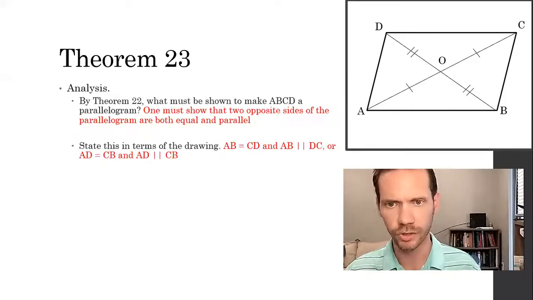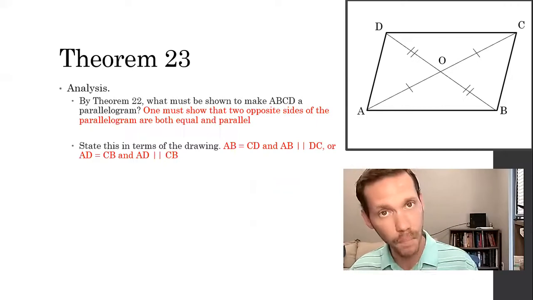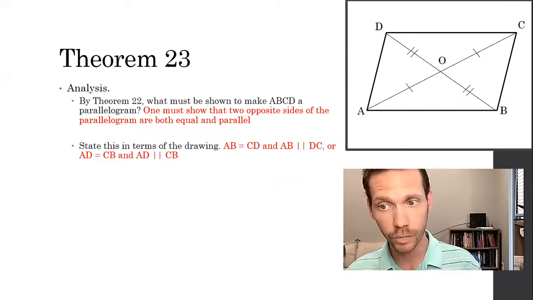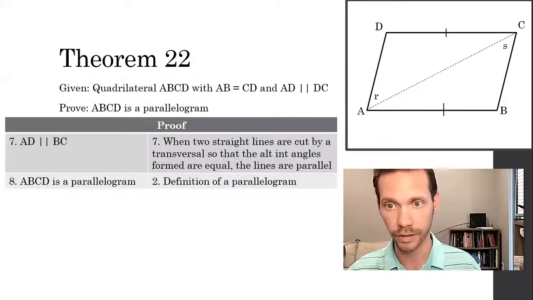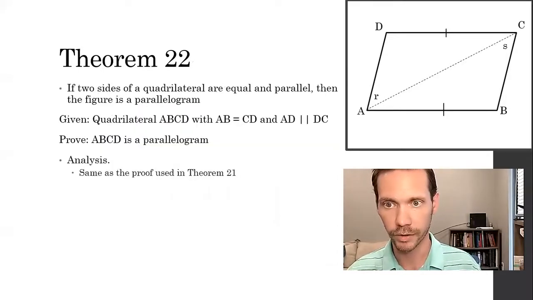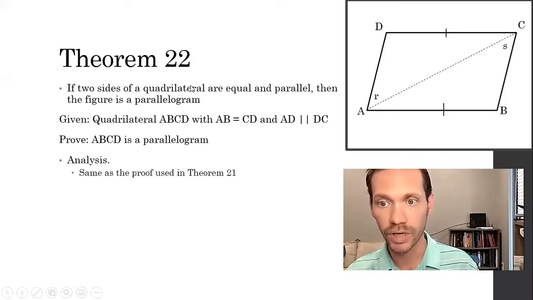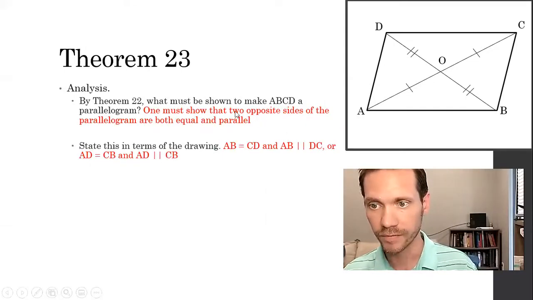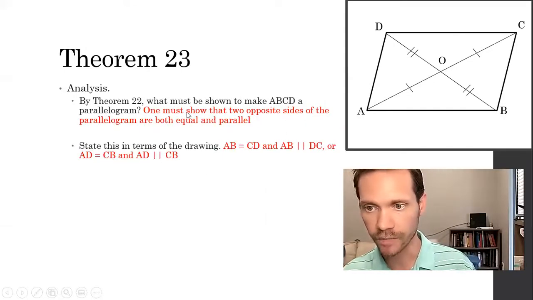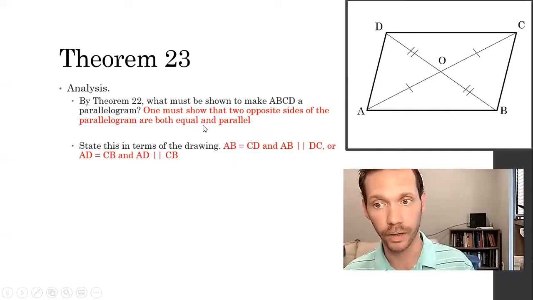So let's answer those questions. By theorem 22, what must be shown to make ABCD a parallelogram? Well, by theorem 22, go back and look at it again. Theorem 22, we had to show that if two sides are equal and parallel, then the figure is a parallelogram. So once again, if two opposite sides are both equal and parallel, then it's a parallelogram.